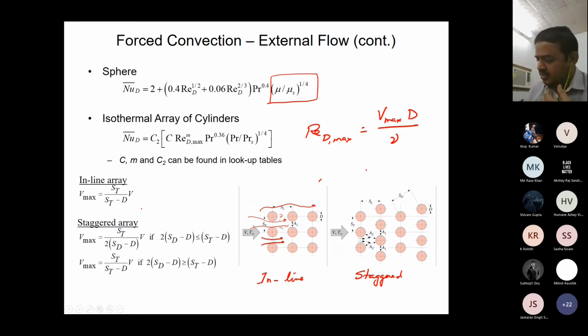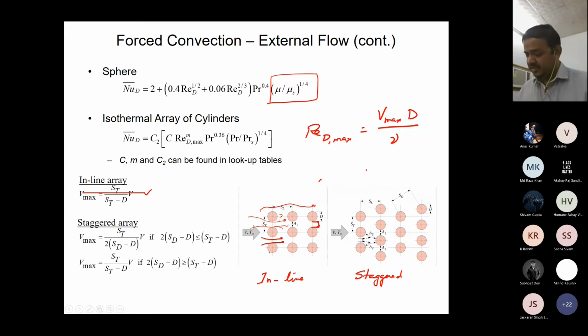V max equals ST times V over ST minus D. What is ST? That's the transverse pitch, center to center distance. That is ST minus D, because ST minus D, as you can understand, is actually this distance between the two cylinders through which the flow has to squeeze through. Okay, so that is where it comes from. So this is V max. Understand? Clear?